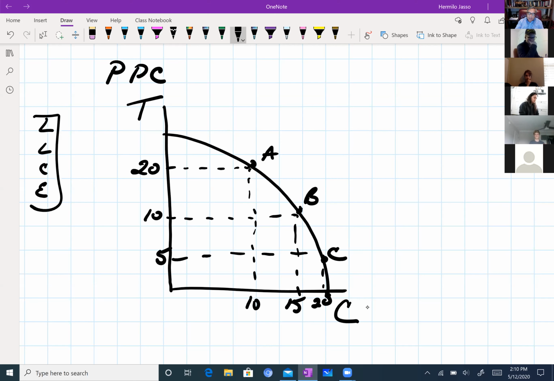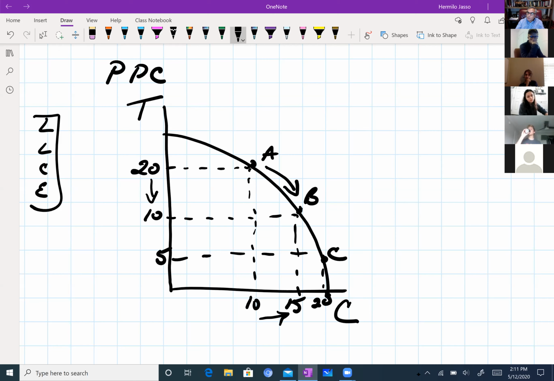Now, at point A, I'm producing 20 tanks and 10 cars. What will happen, for example, if my nation feels that we're no longer going to be at war, we don't need tanks? So now, instead of having tanks, we're going to produce more cars. And I decide to change my production from point A to point B. Now, what is my gain when I move from point A to point B? I gain 5 cars. I went from 10 to 15. What did I lose?